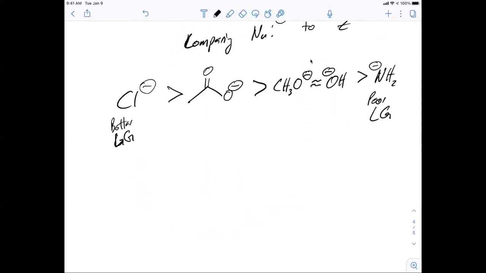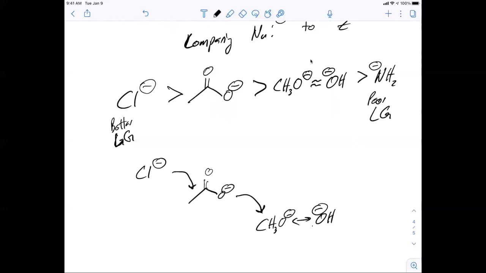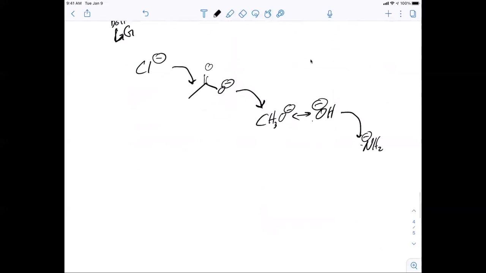Which just kind of sets up a cascade. That means that the chloride could be substituted to make the anhydride. The anhydride could be substituted to make the ester, and the ester and the carboxylic acid are about the same. And then those could potentially make the amide, right?